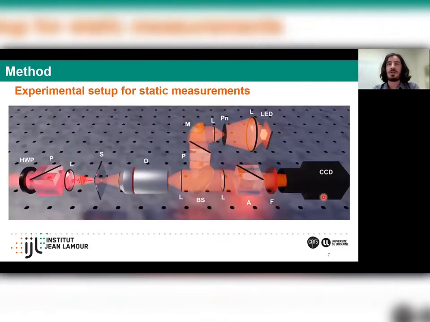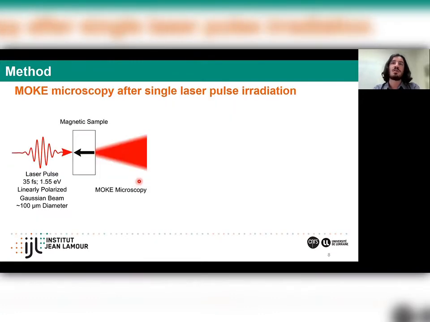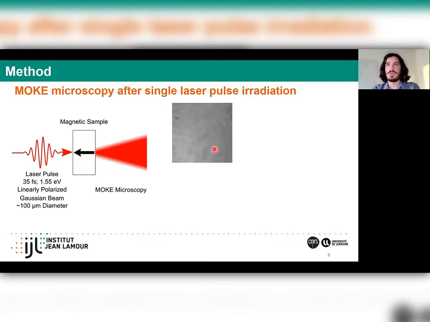First I will show static measurements. We have the sample here, and we send laser pulses from the left side, and we perform Kerr microscopy from the right side. At first the sample is saturated. So this is what we observe. Basically there's nothing because the magnetization is the same everywhere. Then we send a laser pulse, and we see that we reverse the magnetic domain.